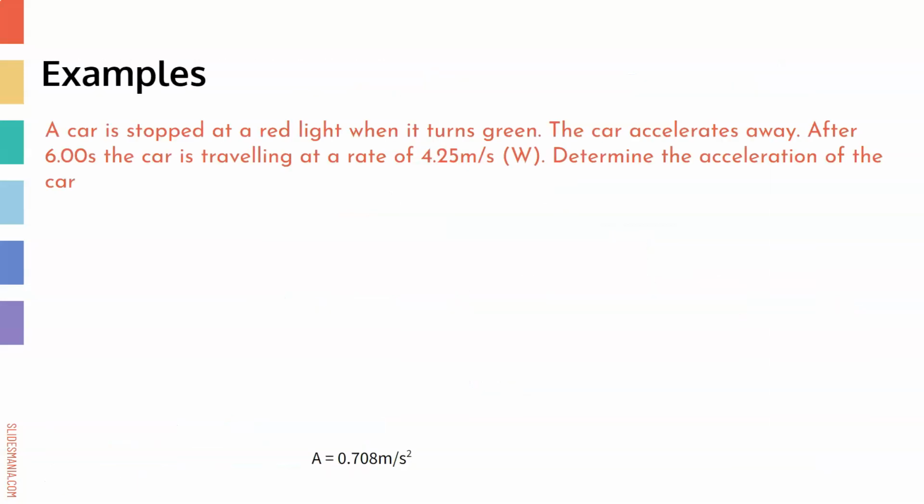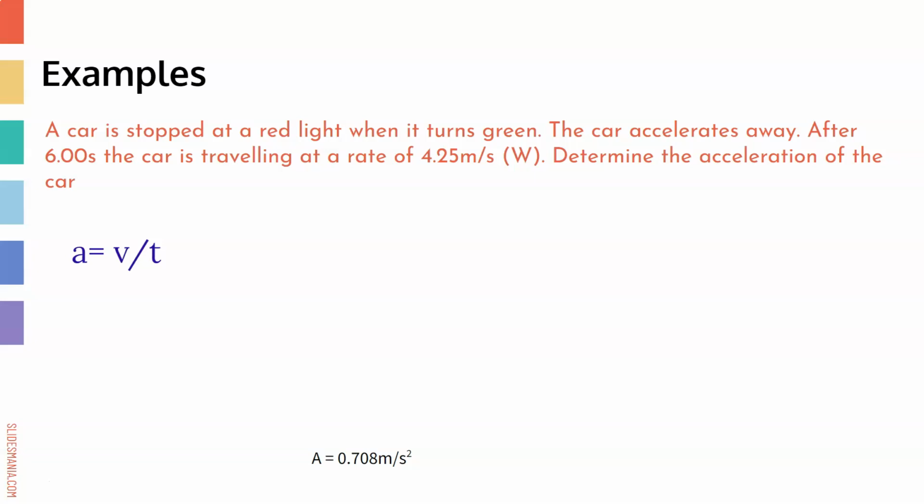So let's look at a car stopped at a red light when it turns green, and the car accelerates away after 6 seconds. The car is traveling at a rate of 4.25 meters per second west. Let's determine the acceleration of the car. So first, we're going to use our formula: acceleration is equal to velocity over time.